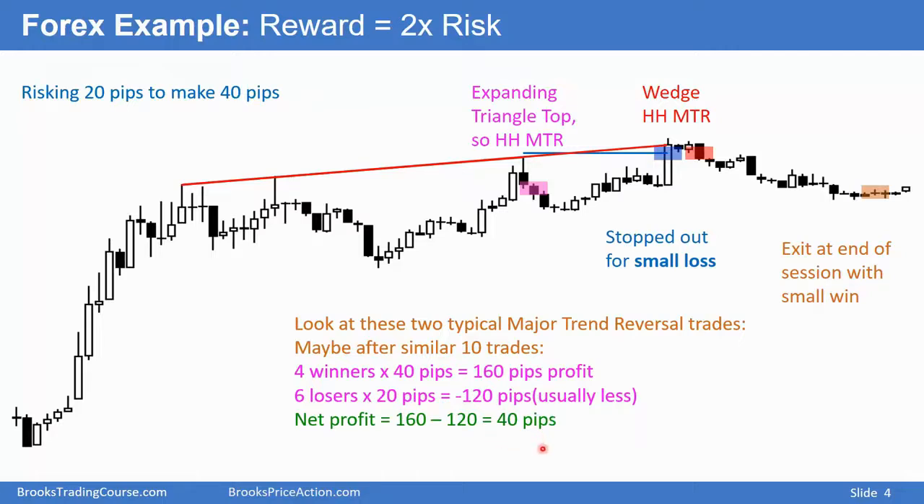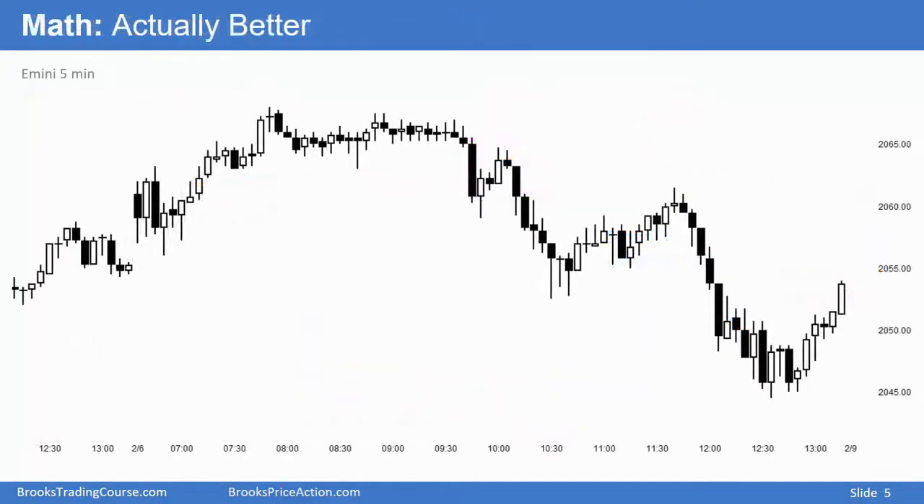It actually would be better because you probably would lose less than 120 pips on the 6 losers, because the 6 losers probably would not be 6 losers. It might be 3 small losers and 3 small winners. But in any case, if you took 10 trades and they had reasonable setups, the odds are that you would probably end up with a profit. The math is actually better than what I just said.